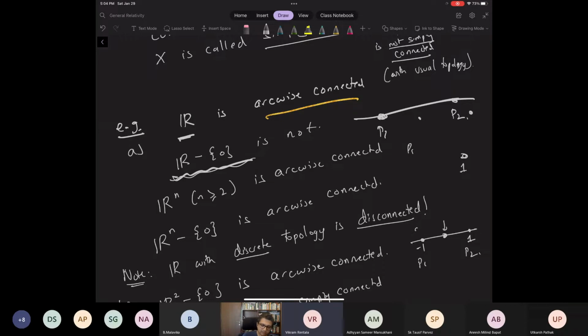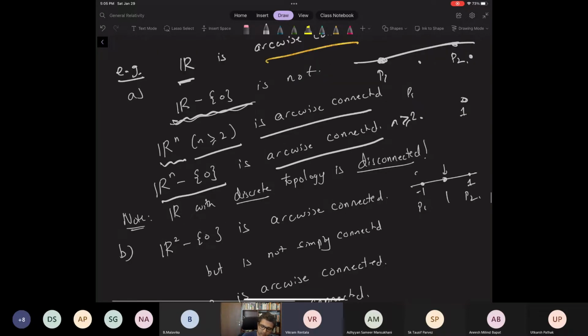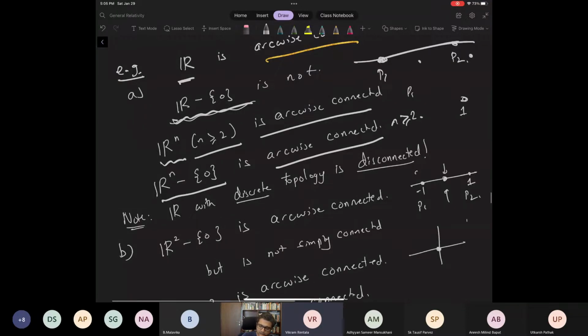Similarly, you can show that Rn, for n greater than or equal to 2, is arc-wise connected. So R squared, R cubed, these are all arc-wise connected. And Rn minus 0 is also arc-wise connected as long as n is greater than or equal to 2. Even though if I remove 0 from the real line, I break it, if I remove 0 from R2 and I take any two points in R2, I can still draw a path which doesn't go through 0. I can go around 0. Even if I remove the origin, it's still arc-wise connected.